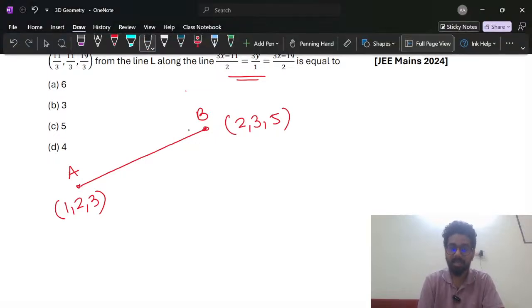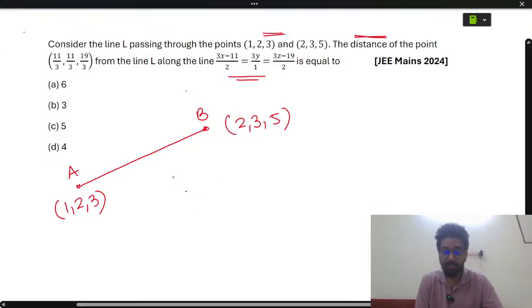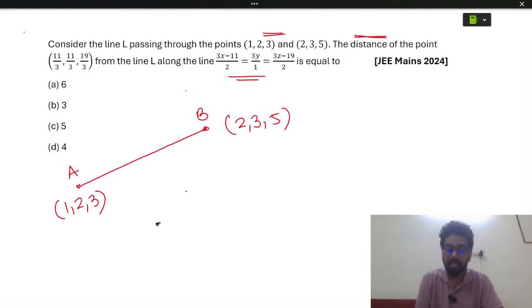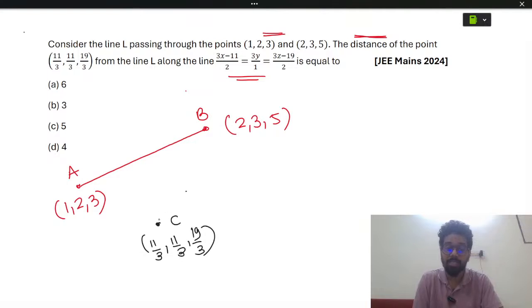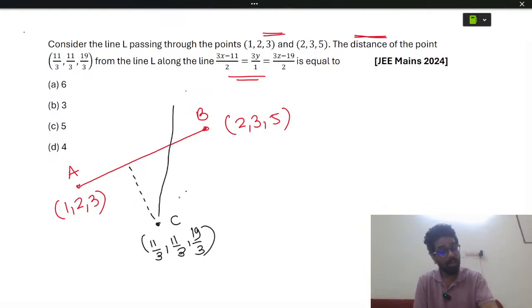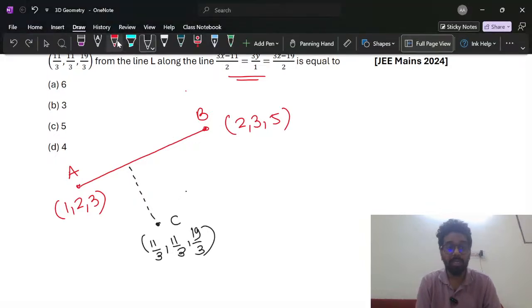Now they are saying that this is a line passing through the 2 given points, and we have to calculate the distance of the point, let's call this C (11/3, 11/3, 19/3). From where do we have to check this distance? From this line. The general thought is that if nothing is mentioned, we calculate the perpendicular distance. But here they tricked us a little bit and said no, we want the distance along this line.